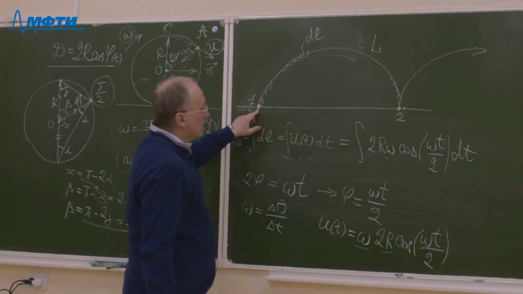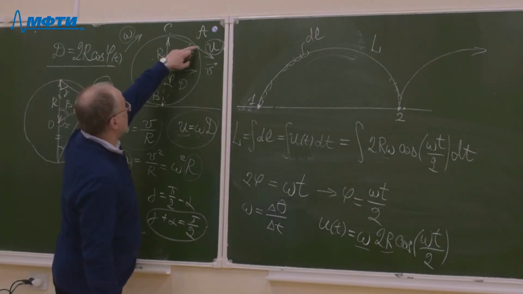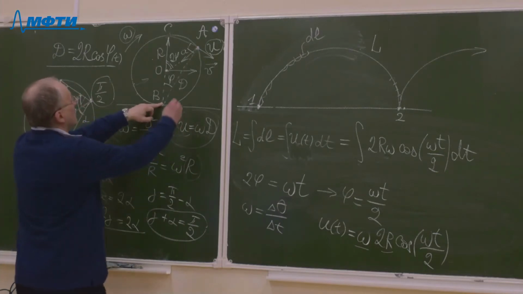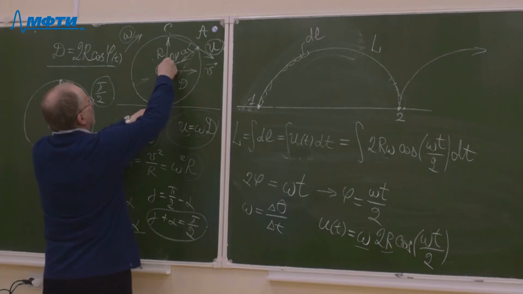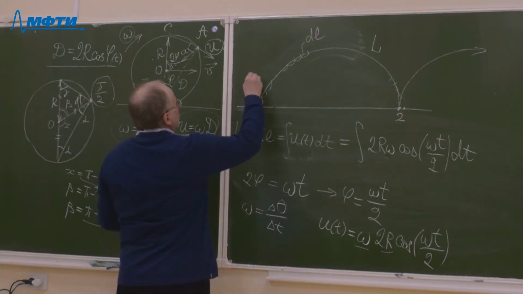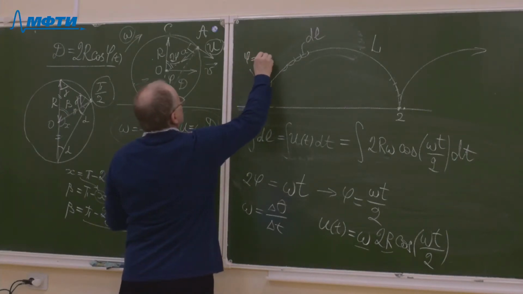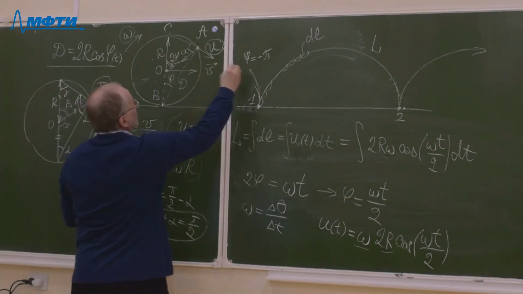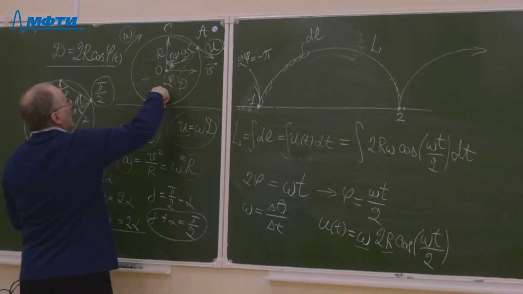And what is point 1? This is the point when A was in touch with the road. That is, angle 2 phi was equal to minus pi. So at this point here, angle phi equals minus pi. You see, this is the angle 2 phi. This angle equals minus pi.